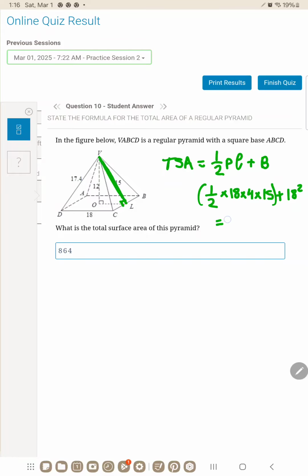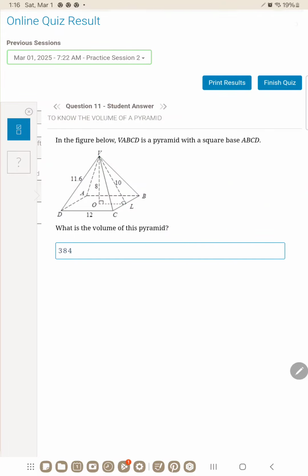You get 864 as your surface area. Now, moving on to the next question. Here they want, on the same pyramid, or well, different dimensions, but the volume. Volume of a pyramid, like we said, is a third area of base times height. So it's a third, area of the base is 12 squared, so 144, times the height, which is 8.